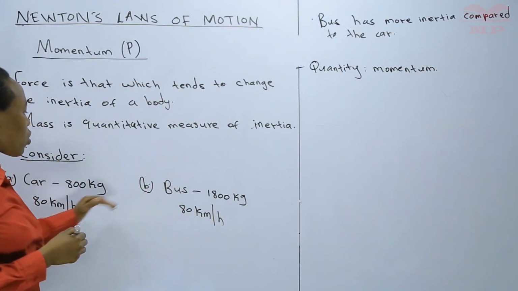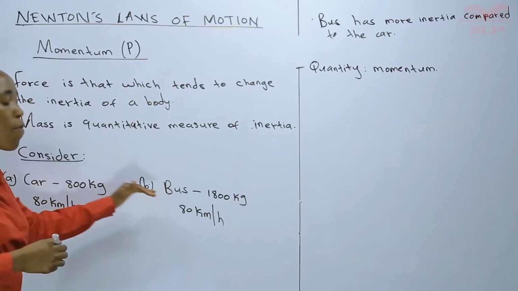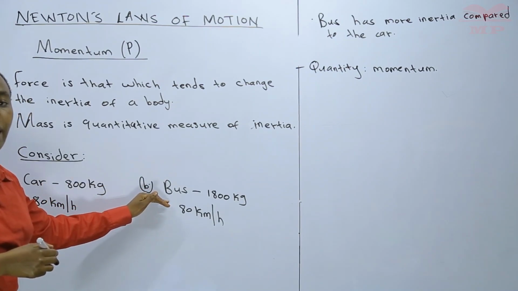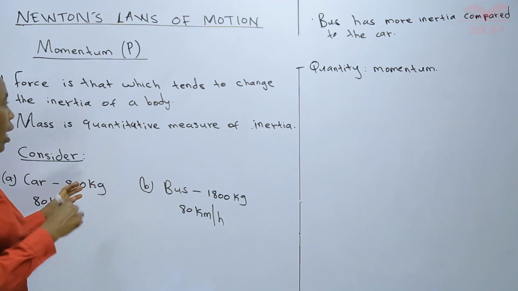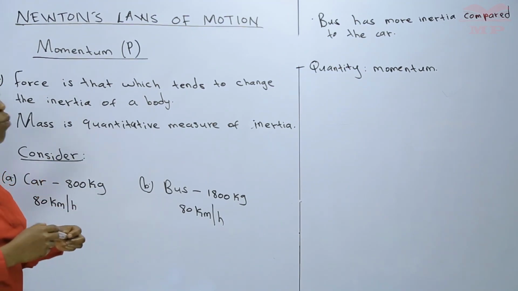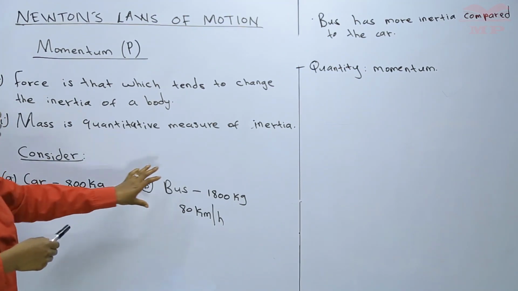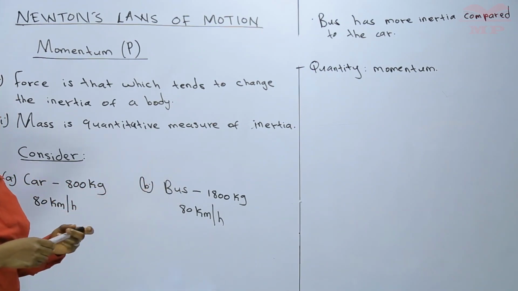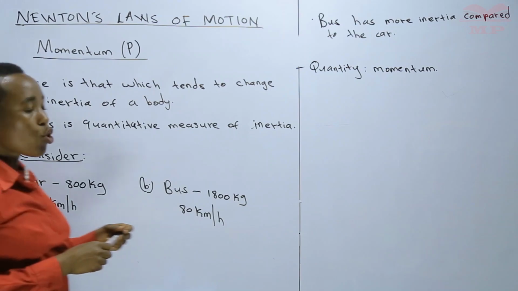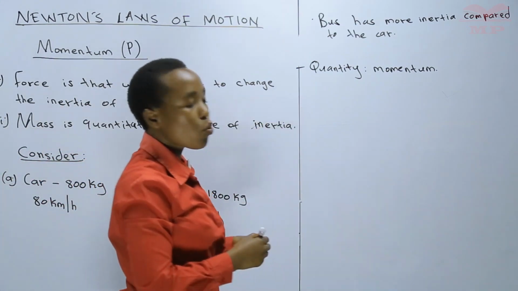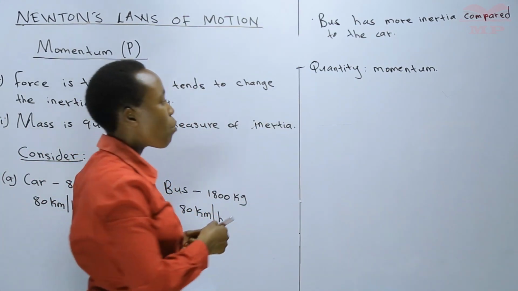Again, in this case, we can consider two vehicles which have the same mass but are moving at different velocities. So we can now apply momentum to explain why the bus will require more force than the car, that is, the stopping force. So I would like us to move ahead and define momentum.